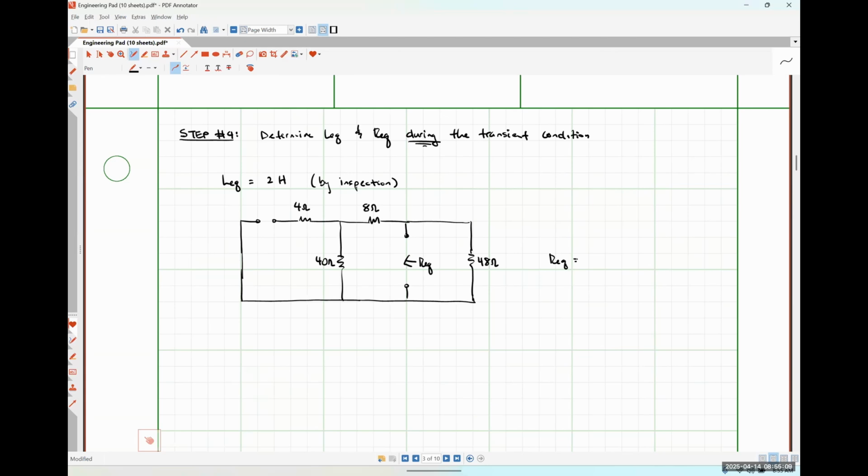24, right? 48 in parallel with 48. So the 4-ohm resistor up top here is open circuited and doesn't contribute. So I see 48 ohms when I look to the left, 48 ohms when I look to the right. Those two are in parallel. So I have just 48 ohms in parallel with 48 ohms, which is 24 ohms. So there's my REQ and my LEQ.